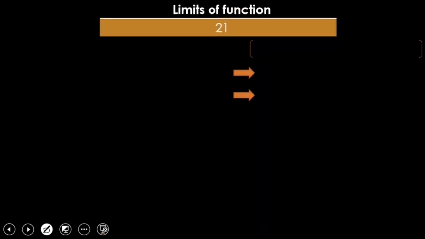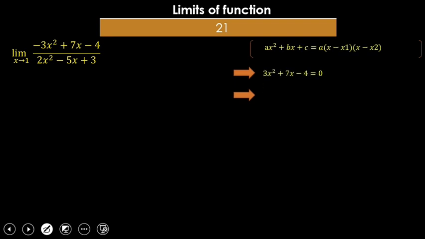In this next question, we are having what? Limit of a function f of x, limit as x tends to 1 of minus 3x squared plus 7x minus 4 all over 2x squared minus 5x plus 3. We know from algebra that ax squared plus bx plus c is equal to a into x minus x1 and x minus x2. We have to simplify this to find the value of x. That is x equals 1 or x equals 4 on 3. Simplify the denominator now, having x equals 1 and x equals 3 on 2.